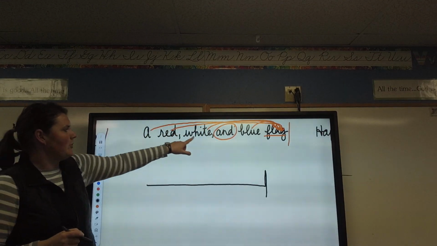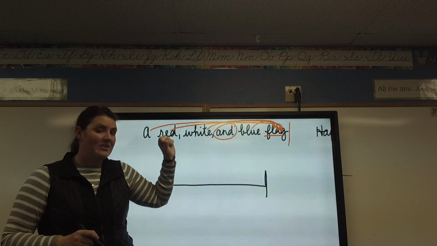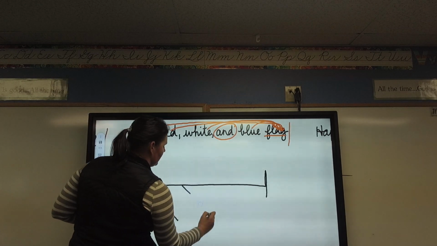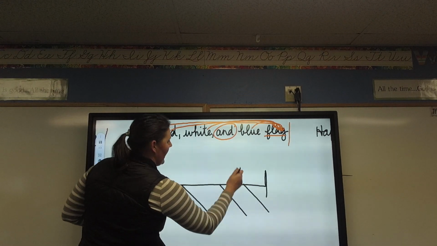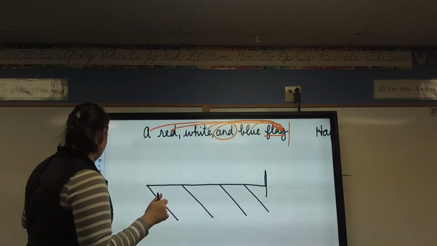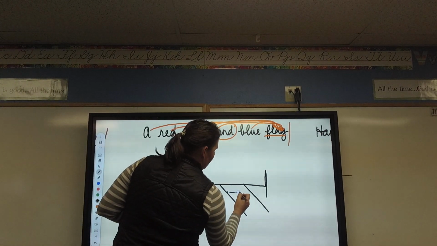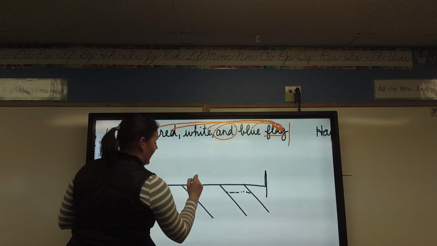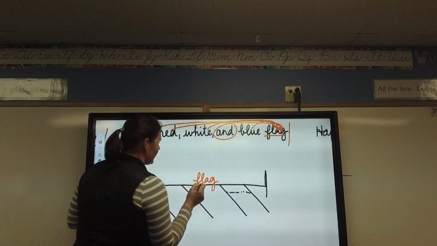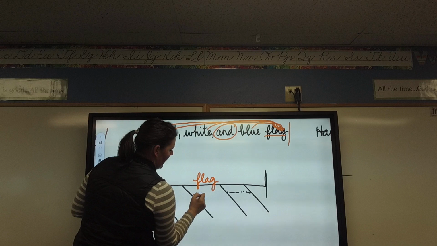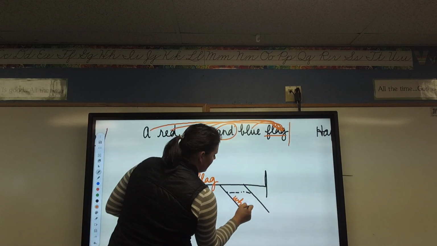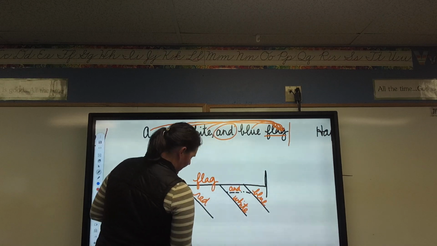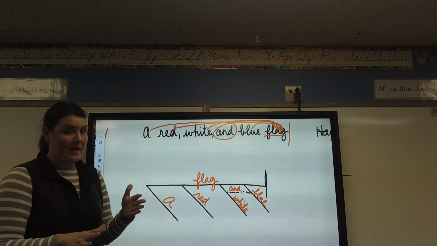And since I have 1, 2, 3, 4, plus a conjunction to deal with, I need to make a pretty big line because I've got a lot of parking spaces that I need to fit in there. 1, 2, 3, 4. And my barrier, my concrete barrier, my dotted line, goes between the third and the fourth one. So now filling that in, my noun still is flag. Then A, red, white, and blue flag. And that's all we have for that particular sentence.